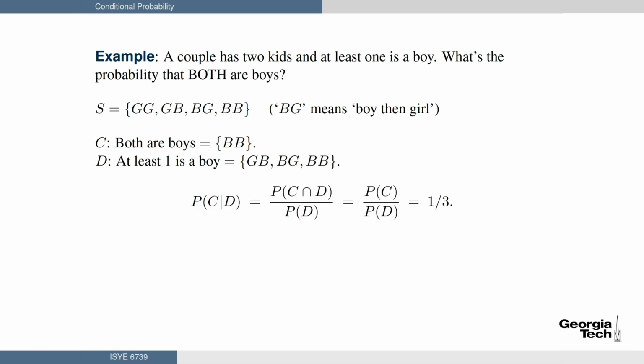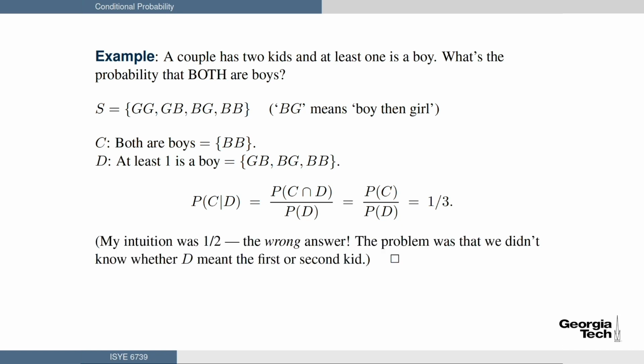I want the probability that both are boys, C, given that at least one is a boy. That's event D. So probability of C given D equals the probability of C and D over the probability of D. Now, it turns out in this example, it just happens, look at the sets, that C is a subset of D. So the conditional probability then simplifies to, in this example, probability of C over probability of D. The probability of C, unconditional, that you see a boy and then a boy, is 1/4. The probability of D, since it's a simple sample space, is 3/4. So the ratio is 1/4 over 3/4 equals 1/3.